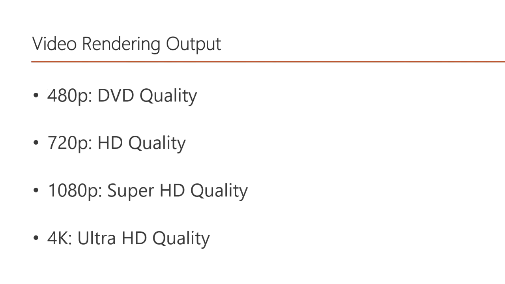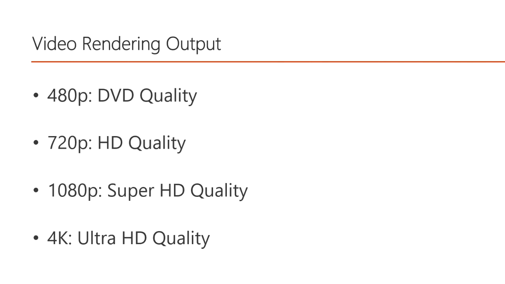Now, when we export or render a video, we have to make sure that we choose the quality. When you render or export a video, you have a lot of options, but the most common ones are listed here. First, you can export the video as 480p, which is DVD quality, which is standard if you want to put the file on a DVD.